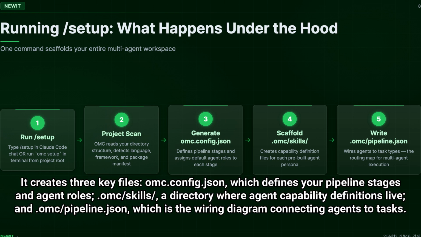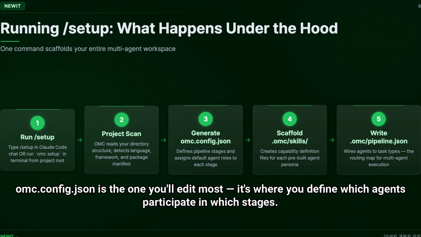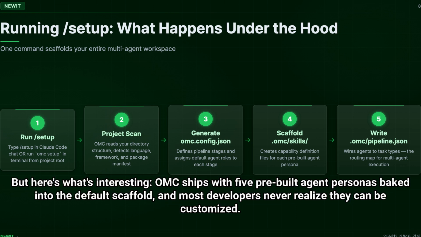It creates 3 key files: omc.config.json, which defines your pipeline stages and agent roles; OMC skills, a directory where agent capability definitions live; and OMC pipeline.json, which is the wiring diagram connecting agents to tasks. Each file has a clear purpose. omc.config.json is the one you'll edit most. It's where you define which agents participate in which stages.